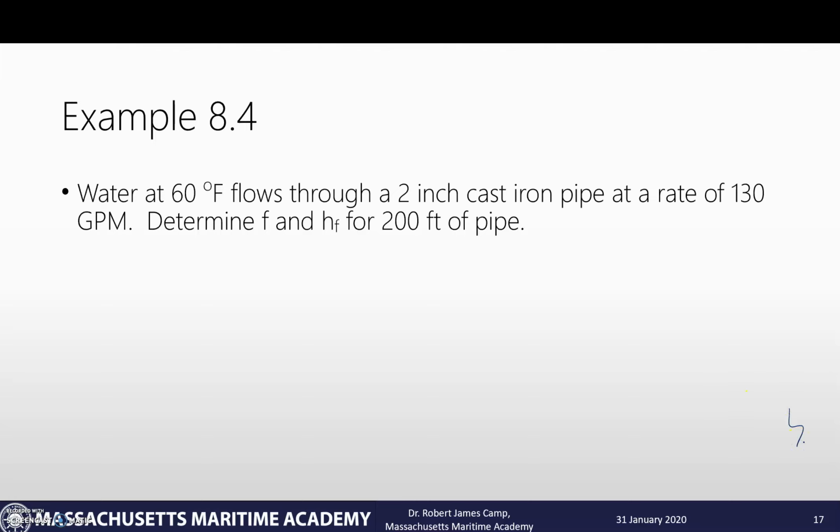Water at 60 degrees Fahrenheit flows through a 2-inch cast iron pipe at a rate of 130 GPM. Determine what F and HF are for 200 feet of this pipe.